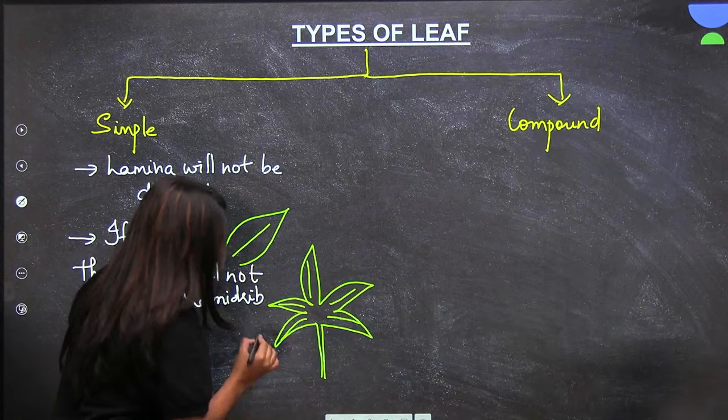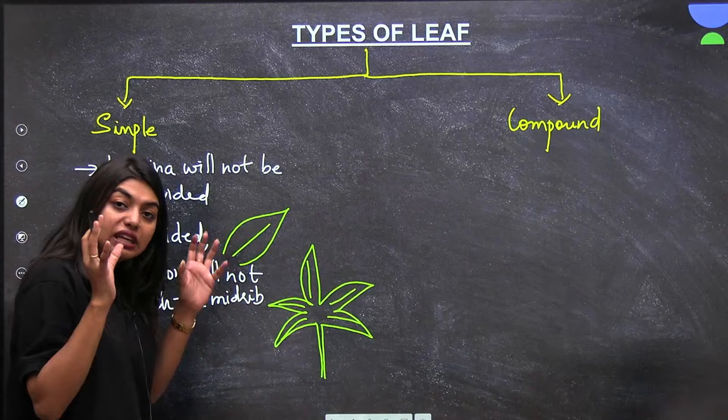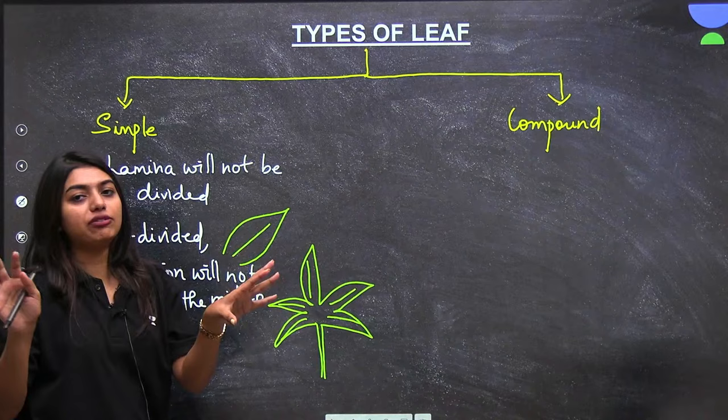Have they touched the midrib? They do not touch the midrib, because if they touch the midrib, they are going to form leaflets, correct? But they haven't touched the midrib. So, even if the incision happens, the cutting has happened, it will not touch the midrib to form leaflets. This is your simple leaf. Clear to all of you?